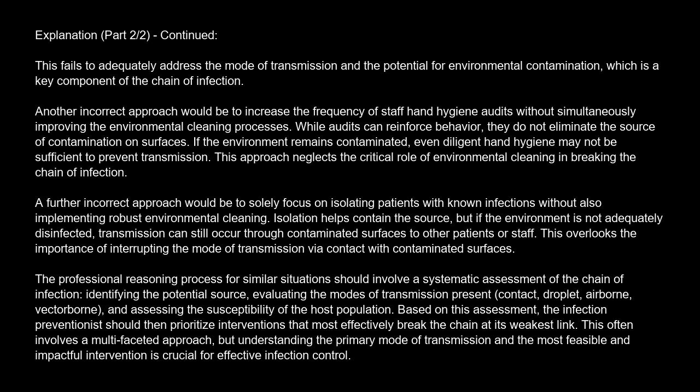The professional reasoning process for similar situations should involve a systematic assessment of the chain of infection, identifying the potential source, evaluating the modes of transmission present, contact, droplet, airborne, vector-borne, and assessing the susceptibility of the host population. Based on this assessment, the infection preventionist should then prioritize interventions that most effectively break the chain at its weakest link. This often involves a multifaceted approach, but understanding the primary mode of transmission and the most feasible and impactful intervention is crucial for effective infection control.